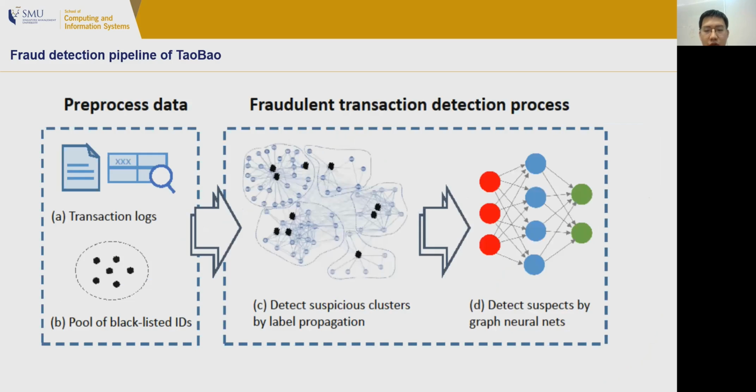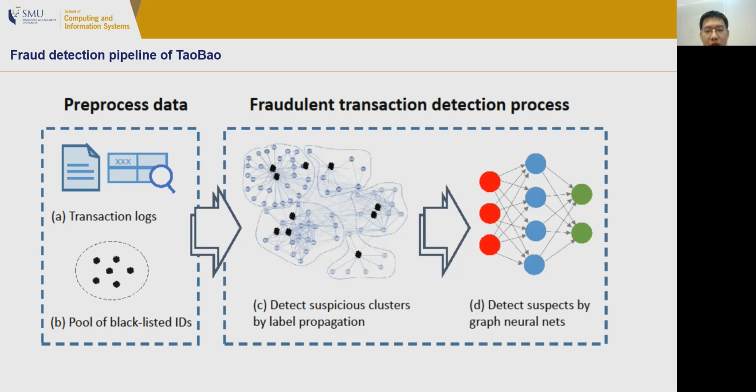Here we introduce the fraud detection pipeline of Taobao. We have the data as the input of the detection process. The data contains two parts. One is the transaction logs, and the other is a pool of blacklist IDs, with which we can construct the graph. The detection process starts with a label propagation algorithm to identify all suspicious clusters in the network.